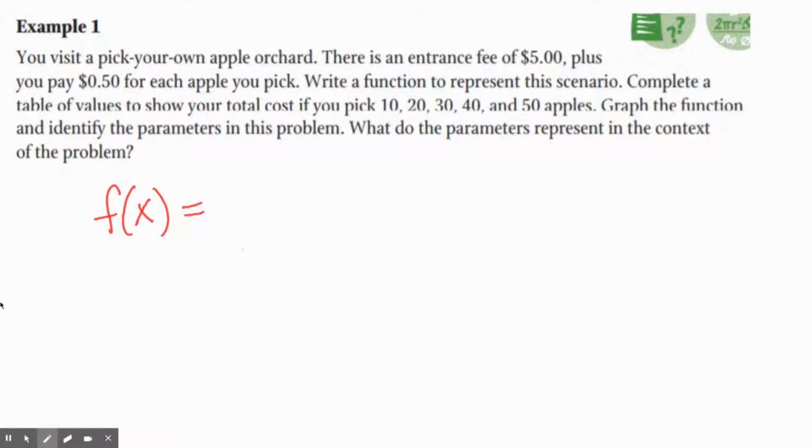Well, let's write the function first. So I've written f of x, and now we got to think about this here. There's an entrance fee of $5. So no matter what, you're paying the $5, and it doesn't matter how many apples that you buy. And then it's 50 cents per apple, so we'll write that as 0.50, and then that's where we'll place our variable x. So if we buy 10 apples, it'll be the $5 plus 10 times 0.5, 20 apples, $5 plus 20 times 0.5, etc.